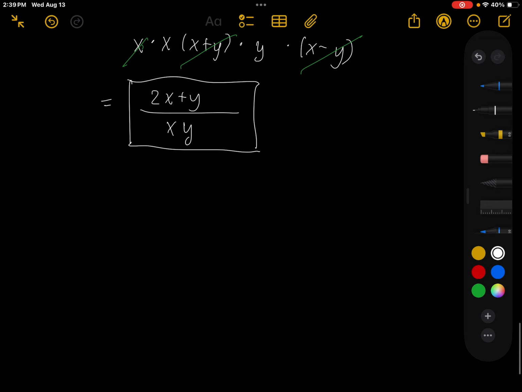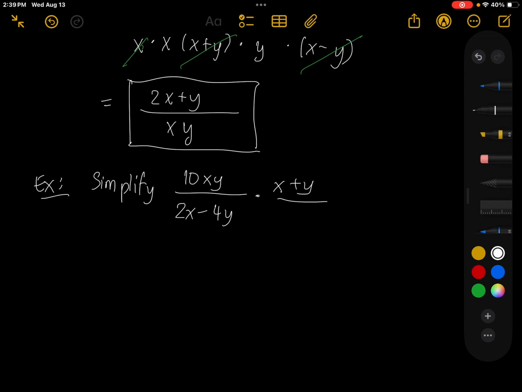Let's do one more where we're putting kind of everything together. So simplify 10xy over 2x minus 4y times x plus y over x squared minus xy divided by xy plus y squared over y minus x.